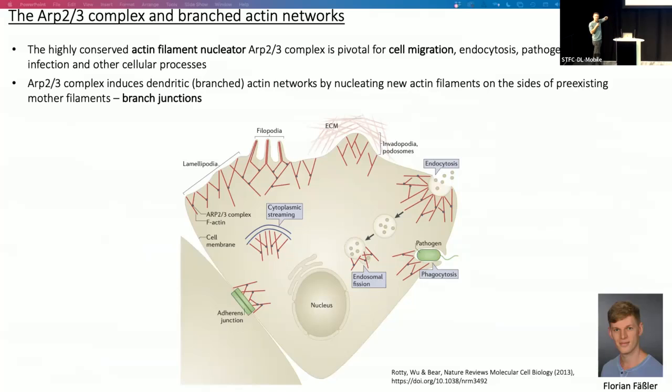Long story short, the Arp2/3 complex is extremely important to nucleate new filaments. They don't like to do this by themselves, so it's providing essentially a Kickstarter. It plays a role in many physiological, but also pathological processes, and it generates so-called branched actin networks, where the Arp2/3 complex links an existing mother filament to the growth of a new daughter filament on its side.